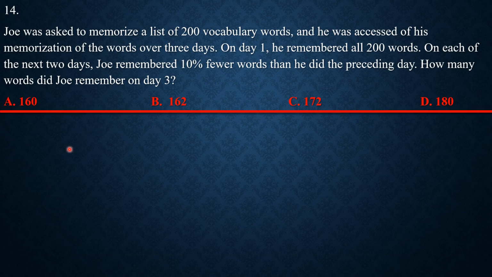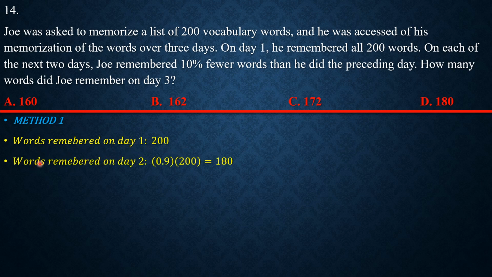Alright, so notice that he remembers 10% fewer words. So that actually means, let's just solve this in 2 ways, right? So method 1 says what's remembered on day 1 is 200. Now, what's remembered on day 2? Remember that he remembers 10% fewer words. So the total number of words that he remembers is basically 90% of the previous, which 90% in decimal is 0.9 multiplied by 200. So he remembers 180 words the following day.